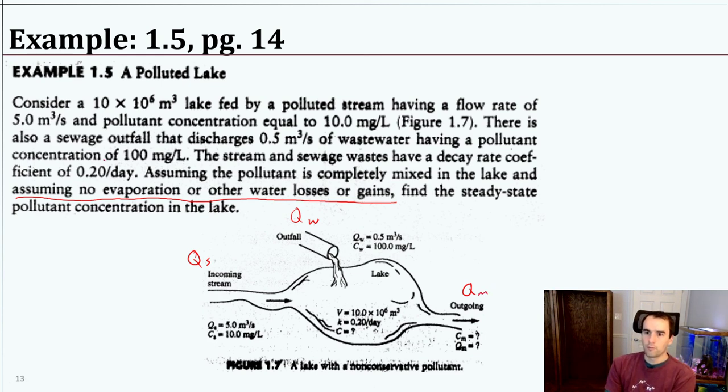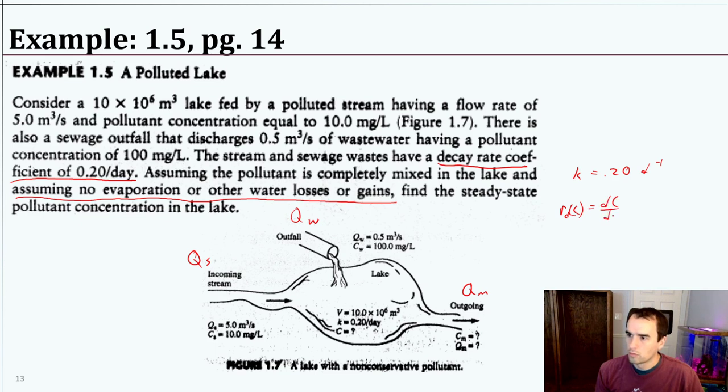Another thing was they gave us some information about the decay rate coefficient. So think about that a moment and see if you can tell what reaction rate order that is. It also told us that it's a decay. So K is 0.20 per day. So if you were to write the R decay for C, it would look like negative K, because it's decay, you have the negative, times C to the what power? So ask yourself, what power would that be?